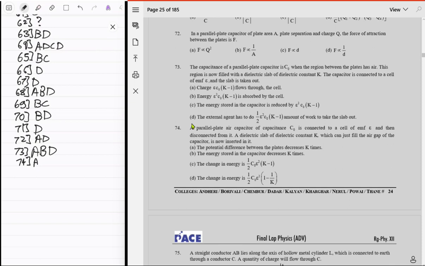Wait. On EMF E, first you connected the cell and then disconnected from it. Ah right, so now the cell has some importance here. Then you inserted the slab in it, which can just fill the gap of the capacitor. Okay, so your charge remains the same. So yes, A is correct.